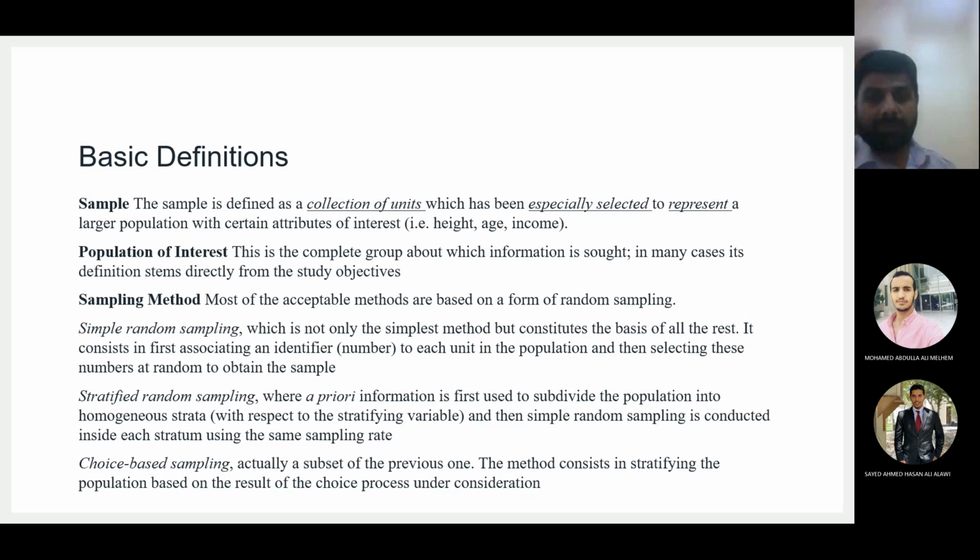This is a choice. In stratified sampling, I was dividing the samples according to the population characteristic. In choice-based sampling, I'm dividing the population according to the choice of the travelers. So choice is basically the output, but the characteristic of the population is an input. You cannot change your income, your height, or your location, but choice you can change. So that is the output.